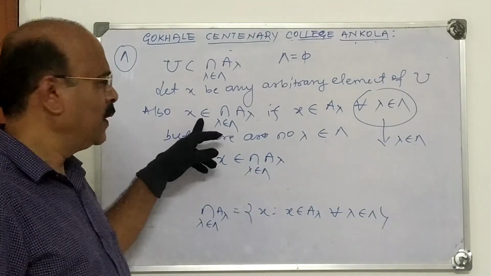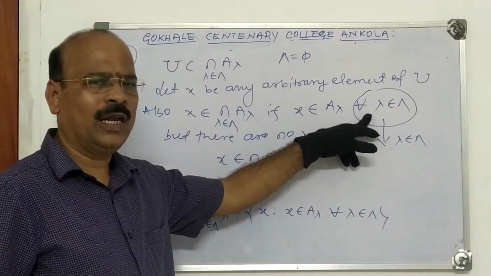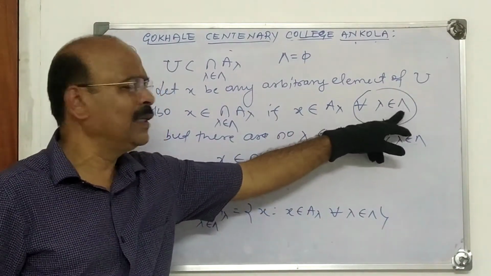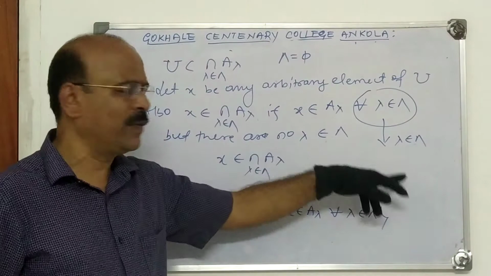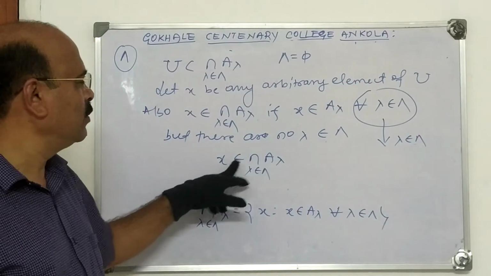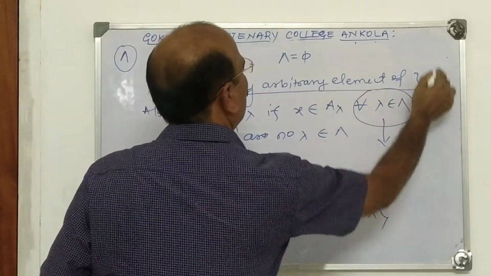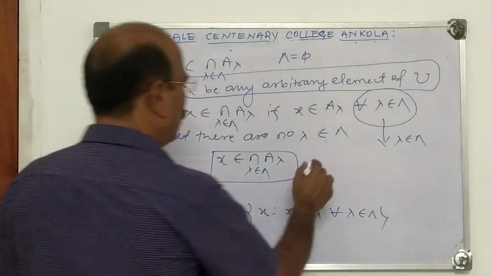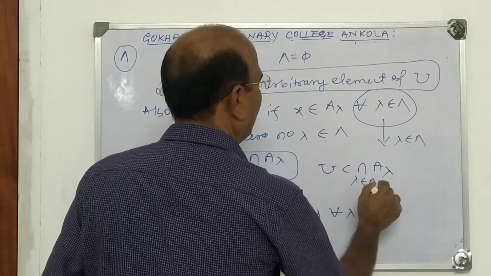I repeat once again. When do you say that X belongs to the intersection of A lambda? Definition: if X belongs to A lambda for all lambda belongs to lambda. But here, this capital lambda is a null set or empty set. This "for all lambda belongs to lambda" is satisfied because there is no question of lambda belonging to lambda. It is satisfied. So what happens? X belongs to the intersection of A lambda. Therefore, X belongs to U implies X belongs to the intersection of A lambda. Therefore, U is contained in the intersection of A lambda, lambda belongs to lambda.